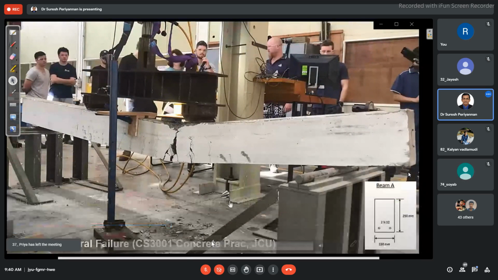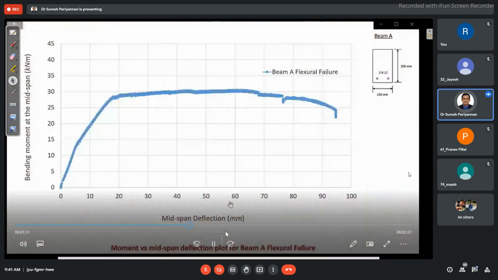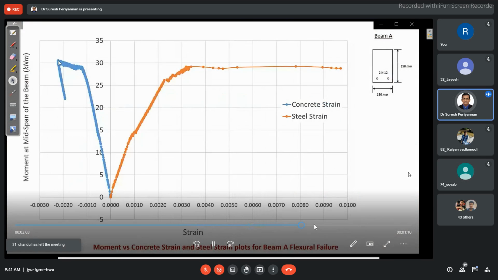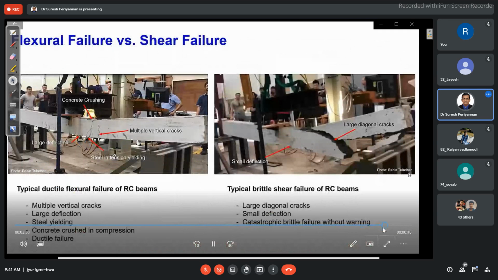This is a typical flexural tension failure mode, where the tension steel yields before the concrete crushes, and it is characterized by large vertical cracks and a large deflection as well. If we look at the moment versus mid-span deflection for this beam, we see a very ductile behavior. Initially, the beam is characterized by a large yield plateau, then crushing at 0.0022, and it is a very ductile failure mode.